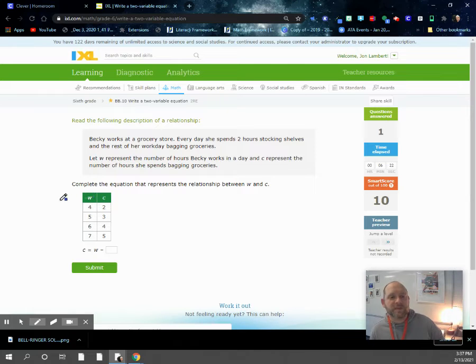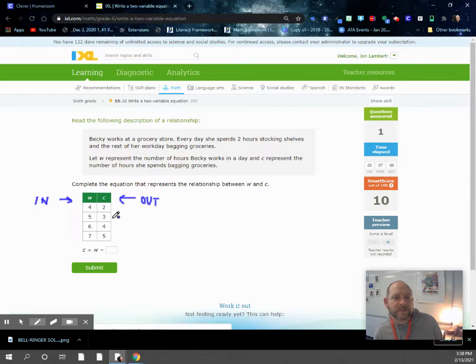So first of all, let's look at our inputs. What we're going to put into our equation will be our W values, and our C values, that's going to represent our output. That's going to be kind of our answer once we plug the input into the function rule. We should get this number as the output. So in this case, let's see. It says C represents the number of hours she spends bagging groceries. So the number of bagging groceries is over here, and let's see what happens with our outputs.